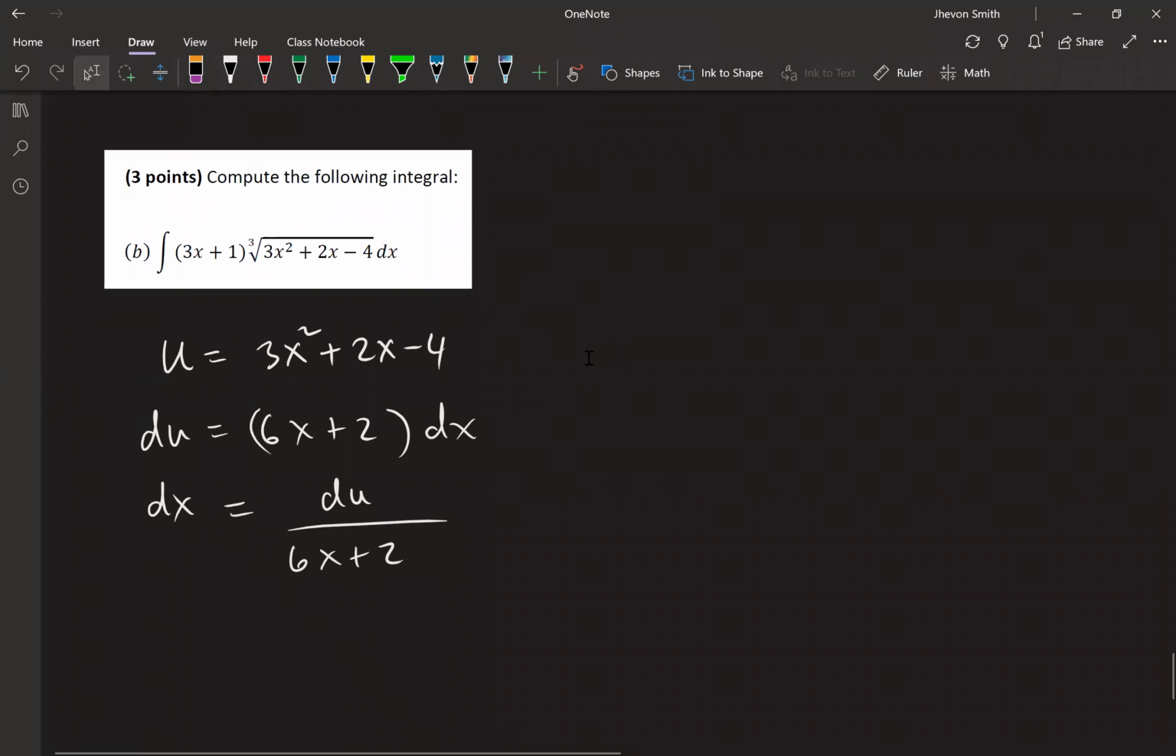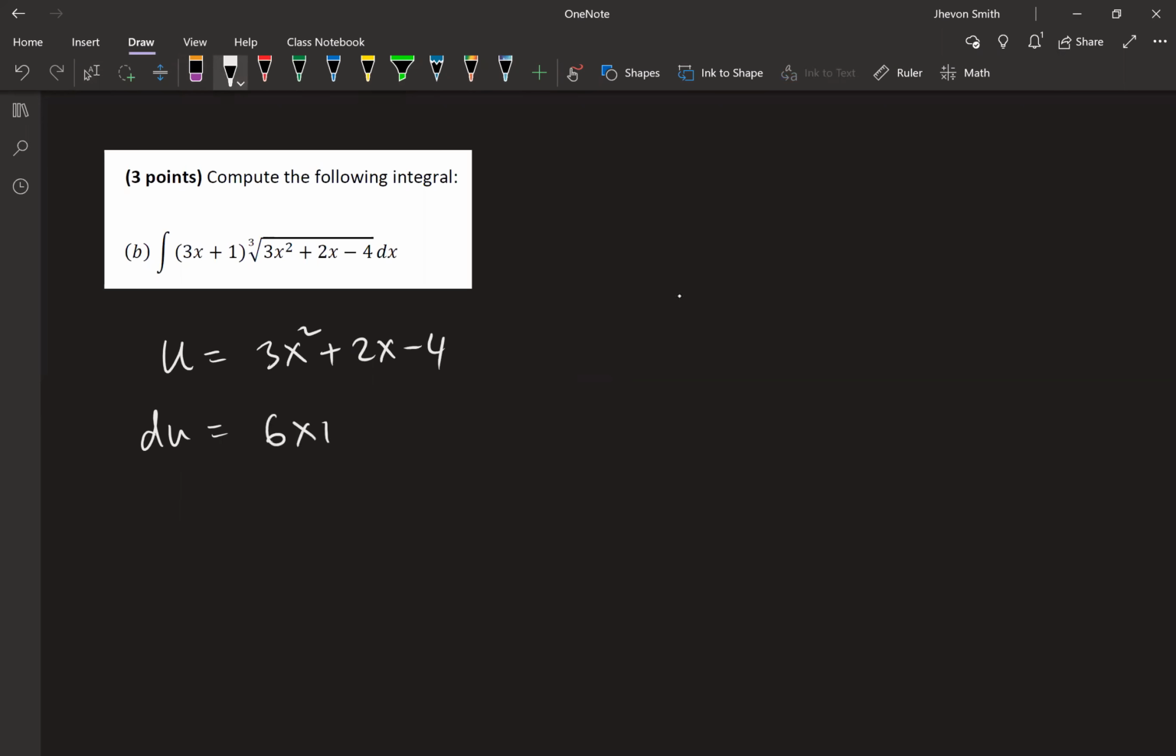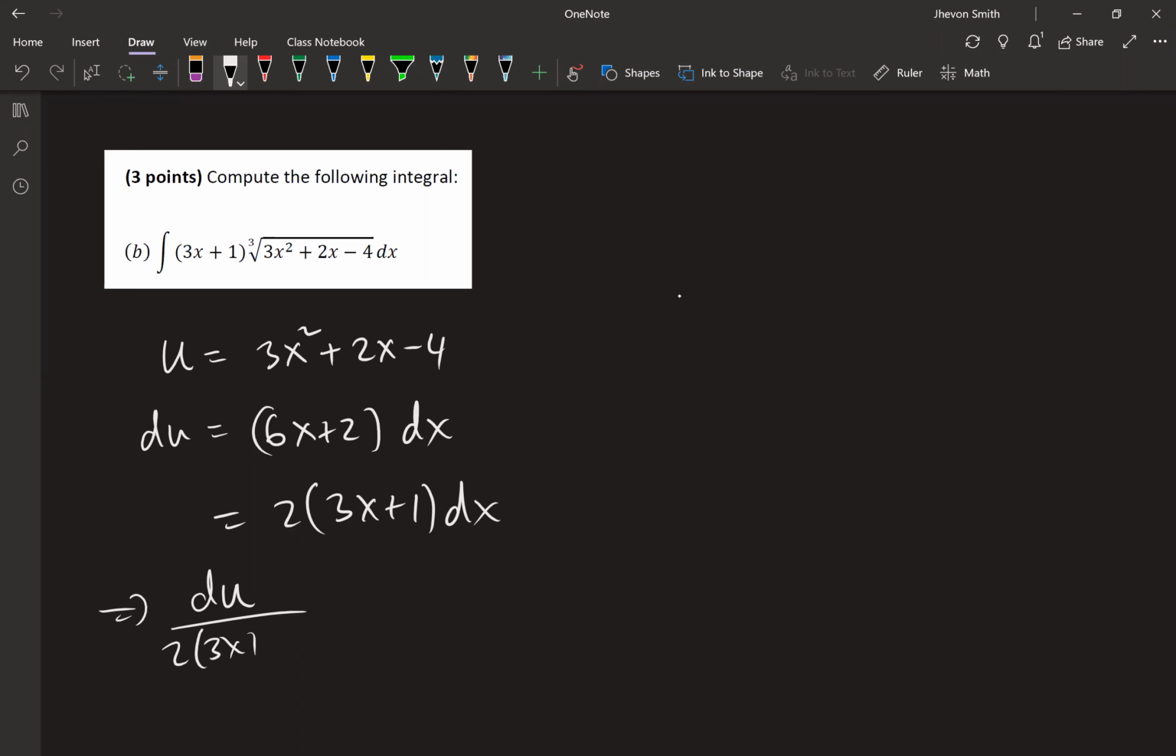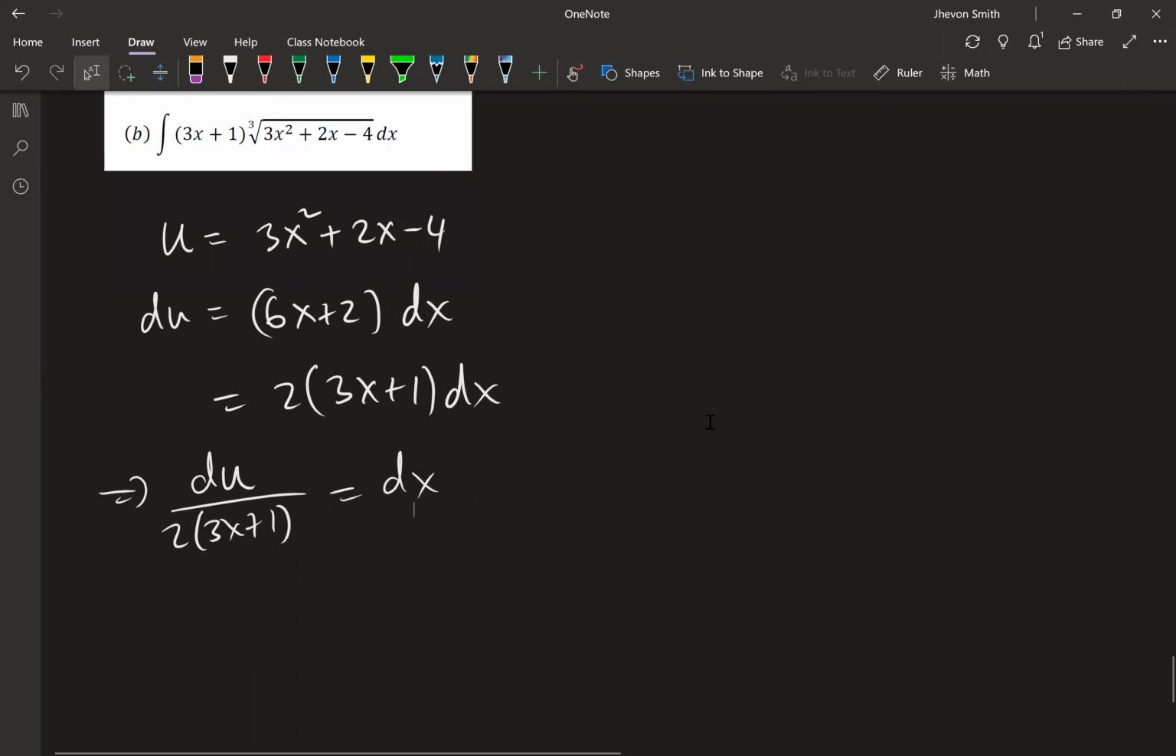Okay. Maybe I'll show you something and it'll kind of clear things up for you. This might help you get unstuck. So this is 6x plus 2 dx, right? Notice that I could factor out a 2. Is that clear of your confusion? Yep. Yeah, so that's the thing. Just factor out a common 2.